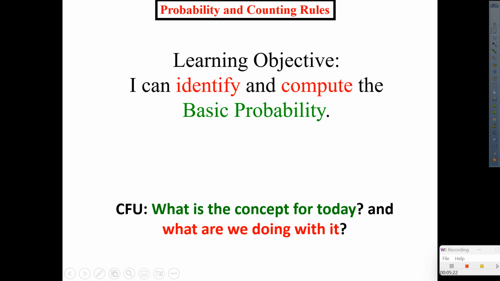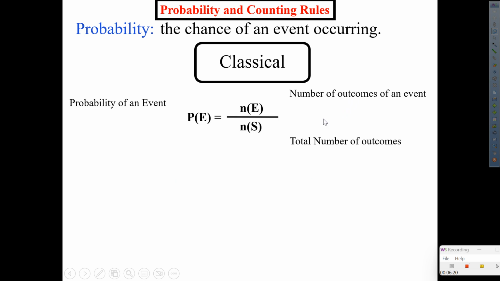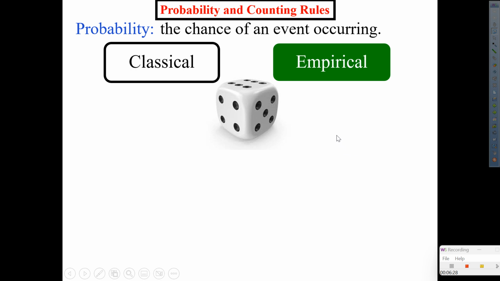Our objective for today: I can identify and compute basic probability. All right. So where have we been? Well, we started with classical and empirical. At the beginning, I gave you guys the formula for classical. From there, we went to empirical, gave you the formula for that as well. Then we came back to make sure we understood classical versus empirical, and we just saw an example today on the warm-up.